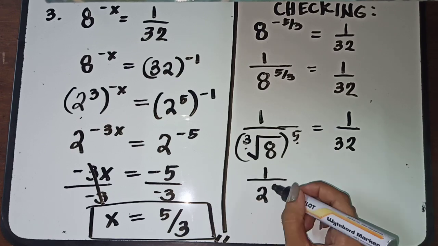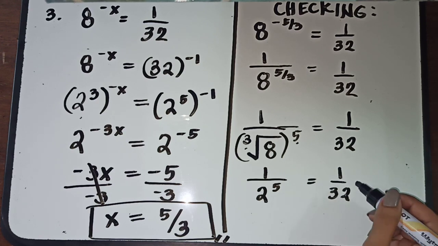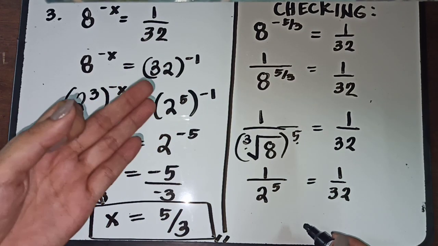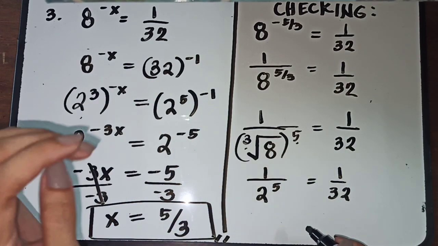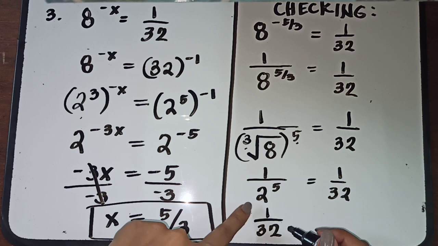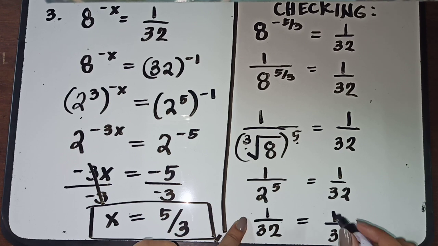Okay, so (1/2) raised to 5 is equal to 1 over 32. And what is 1 over 2 raised to 5? So what is 2 raised to 5? 2 multiplied by 2 is 4, multiplied by 2 is 8, multiplied by 2 is 16, and multiplied by 2 is 32. So 2 raised to 5 is equivalent to 32. So we have 1 over 2 raised to 5, or 1 over 32, is equal to 1 over 32. So nag-satisfy, ibig sabihin, the value of your x, which is 5 over 3, ito ay nag-satisfy dito sa given exponential equation.